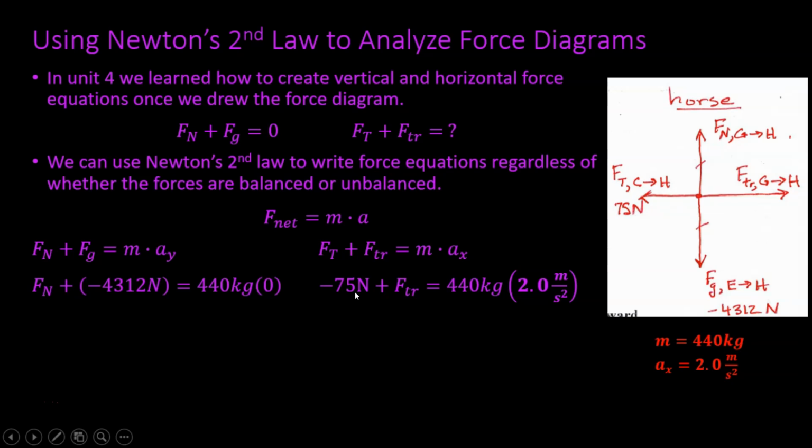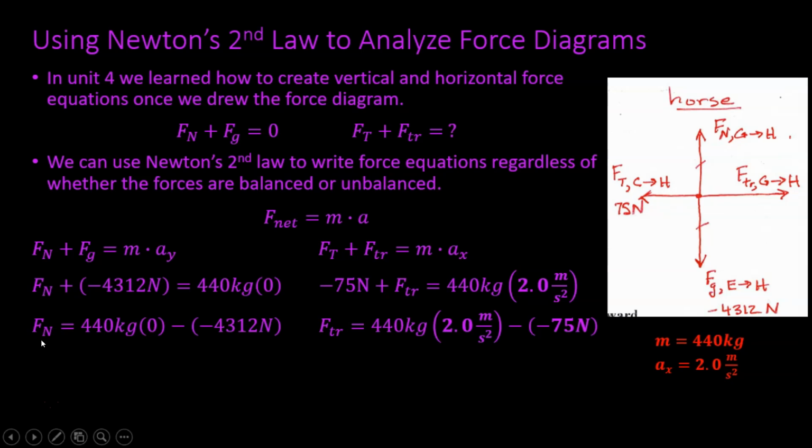We do the same thing with the horizontal forces. We know the tension force is 75 newtons in the negative direction, and we know the mass of the horse and the horizontal acceleration is 2 meters per second squared. Then we go ahead and rearrange the equation to find the two forces we don't know. That's the normal force vertically, and horizontally that's the traction force. Then we crunch these numbers in our calculator and we find that the normal force is 4,312 newtons in the positive direction, and the traction force is 955 newtons also in the positive direction.